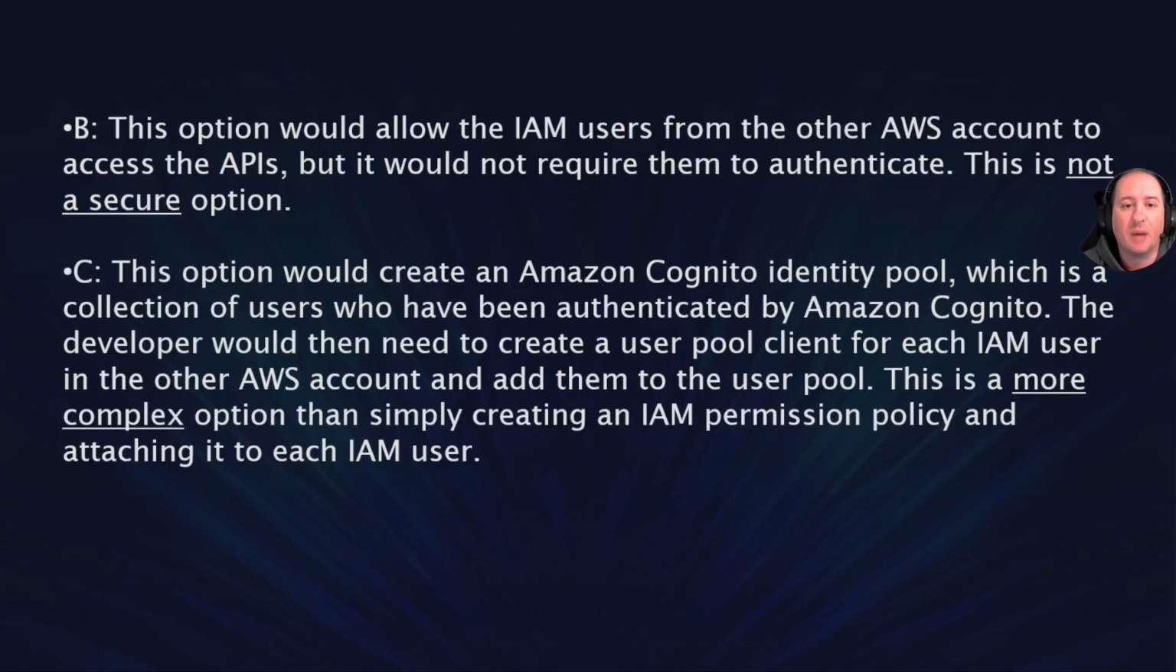So for B, the option would allow the users from the AWS account to access the APIs, but would not require them to authenticate. And obviously this is not a secure option, we can't go with this one.